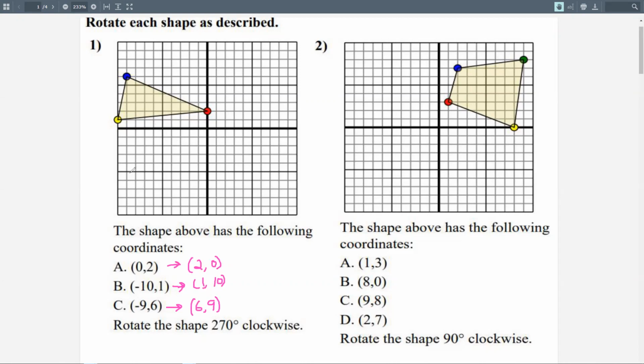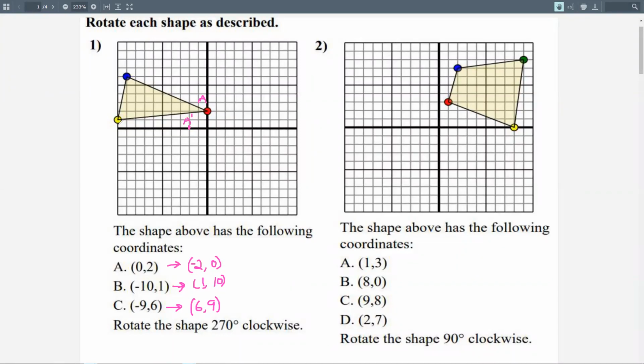So if we're looking at point A, this was point A. Point A is on the y-axis. We're going to go 90 degrees, 180 degrees, 270. That's going to put us 3/4 of the way around. That's going to put us on the x-axis here. So it's going to be negative 2, 0, because we're on the left. Okay, so we'll put a point there, A prime.